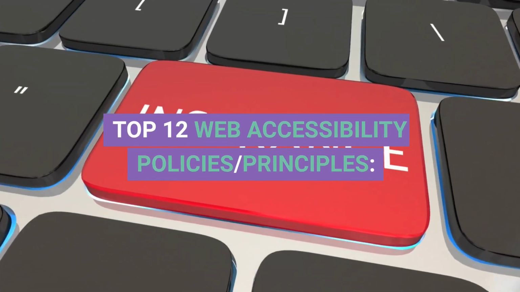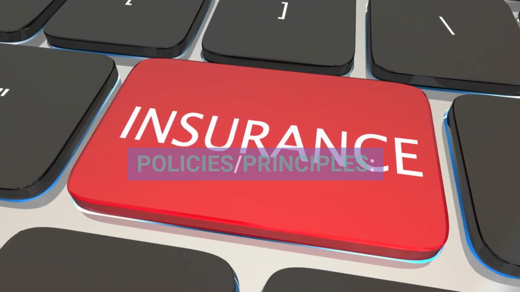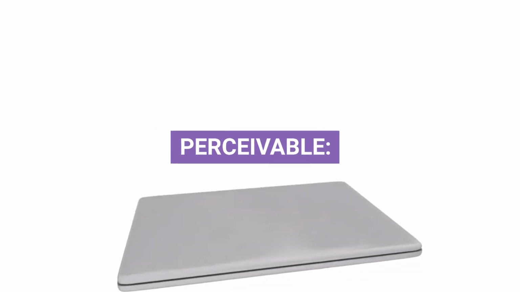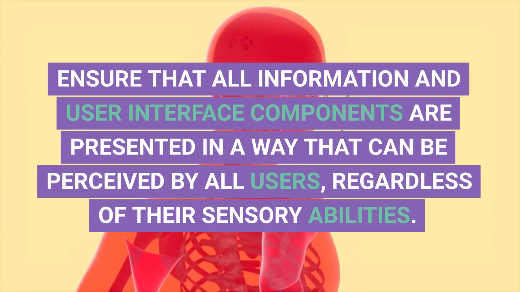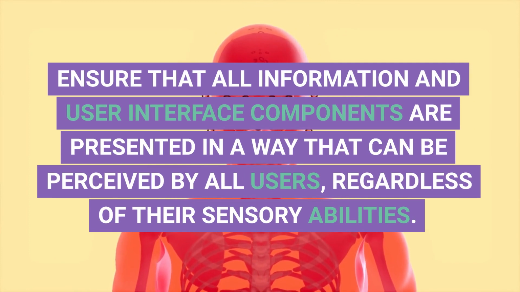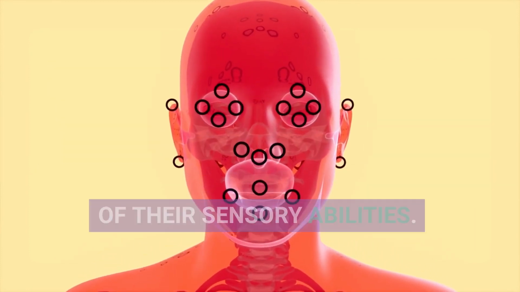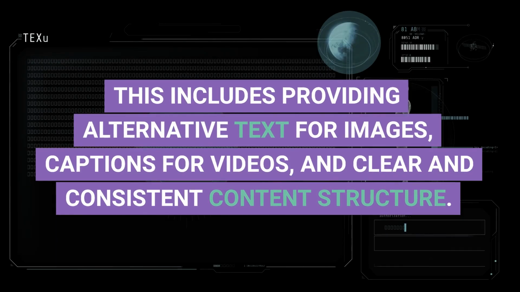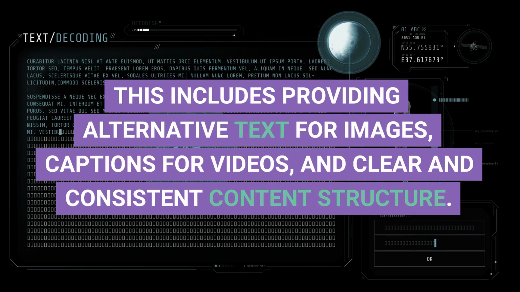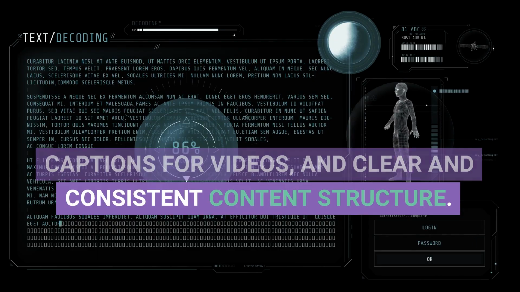Top 12 Web Accessibility Policies/Principles. 1. Perceivable. Ensure that all information and user interface components are presented in a way that can be perceived by all users, regardless of their sensory abilities. This includes providing alternative text for images, captions for videos, and clear and consistent content structure.